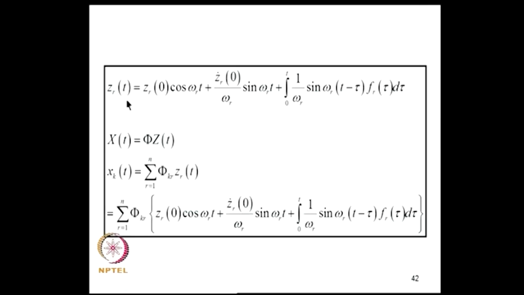So, I can write the complete solutions in terms of the prescribed initial conditions and the Duhamel integral, that is the impulse response function, and this I will do for all r equal to 1 to n. The moment I find all the z's, I will go back to my x and get any x k of t by this summation. So, this is the final answer. What we have done is uncoupled the equation of motion, solved a family of single degree of freedom problems, and then constructed back the final solution.